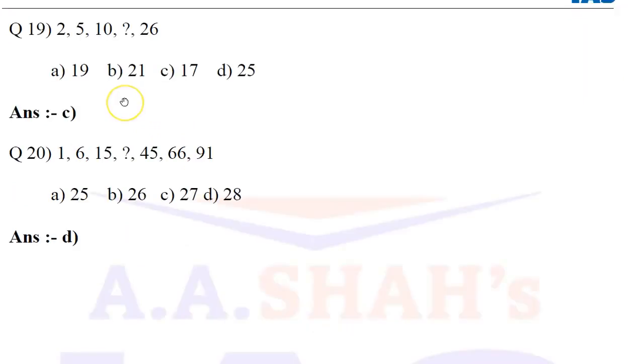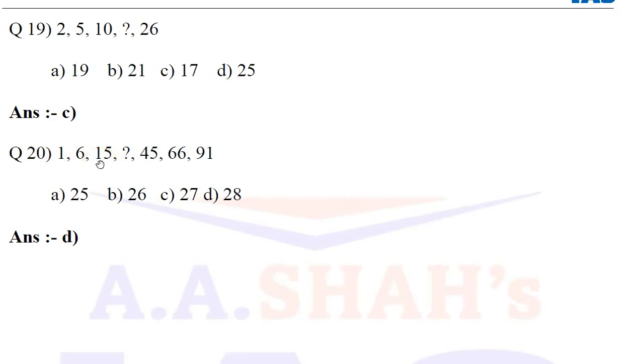The 20th question now. You have 1, 6, 15, dash, 45, 66, 91. If you observe now, 1 and 6: 1 plus 5, the answer is 6. The same thing, 6 and 15: 6 plus 9, the answer is 15. Now 15 plus something should be the answer here. So it is 5, 9. What could be the answer here? The answer could be 13.